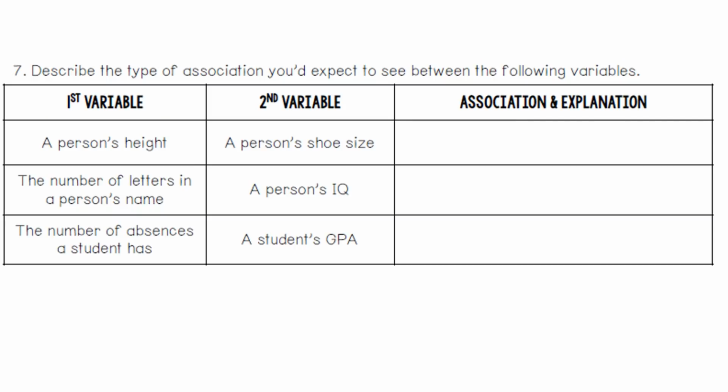So for this problem, we're looking at 2 different variables, and we want to decide what type of association that variable has. A positive association, a negative association, or no association. Looking at the first one, we have a person's height. The taller a person is, the larger their shoe size. Both of those variables go up in that scenario because typically a tall person has a large foot and a small person has a smaller foot. So the taller the person, the larger their shoe size. That is a positive association.